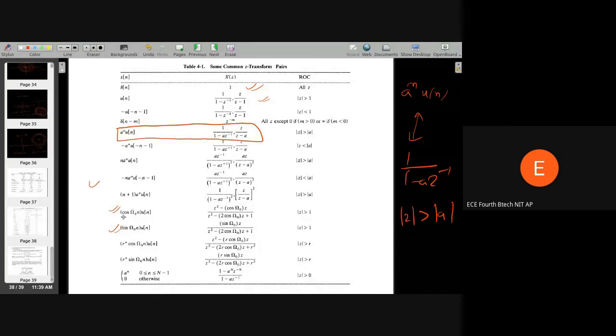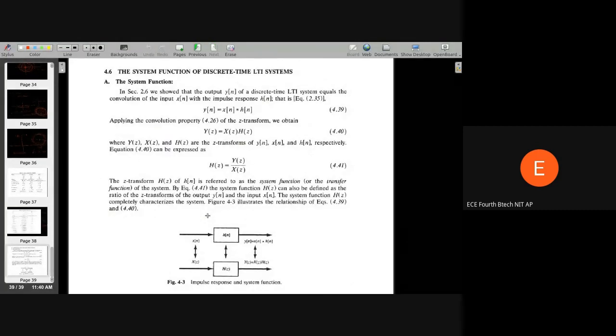In case of sinusoids, these are the Z transforms of sinusoids. I will just go through an important illustration of why sinusoids are so important in Z transform analysis. Before that, let me cover this, and then maybe in 4 or 5 minutes I'll talk about that.